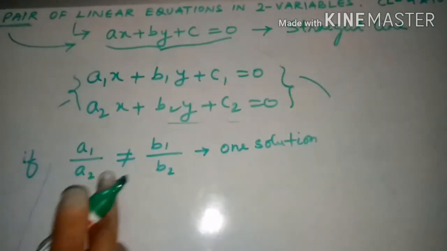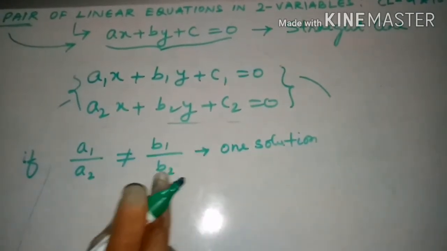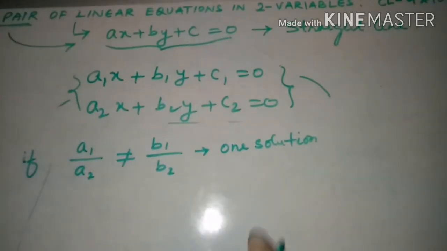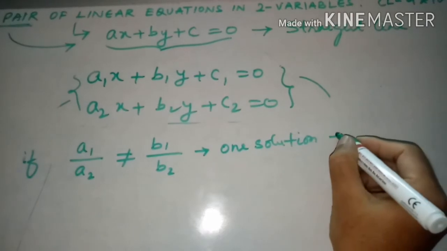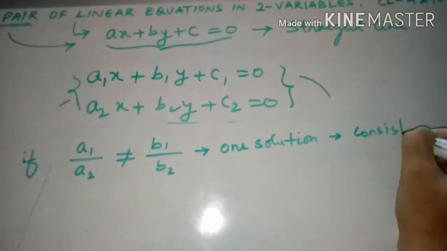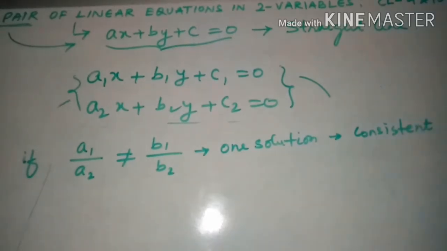The ratio of the coefficient of x and the ratio of the coefficient of y are not equal. That time we will have one solution. If there is one solution, what do we call it now? Consistent. Okay, one solution also we call consistent.